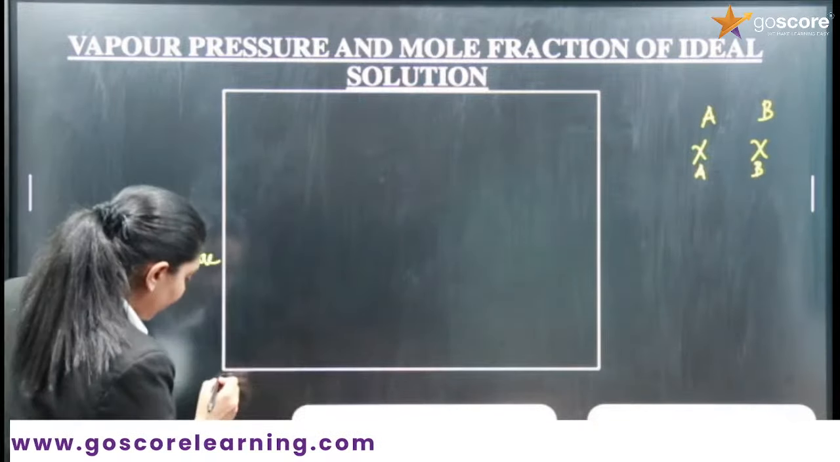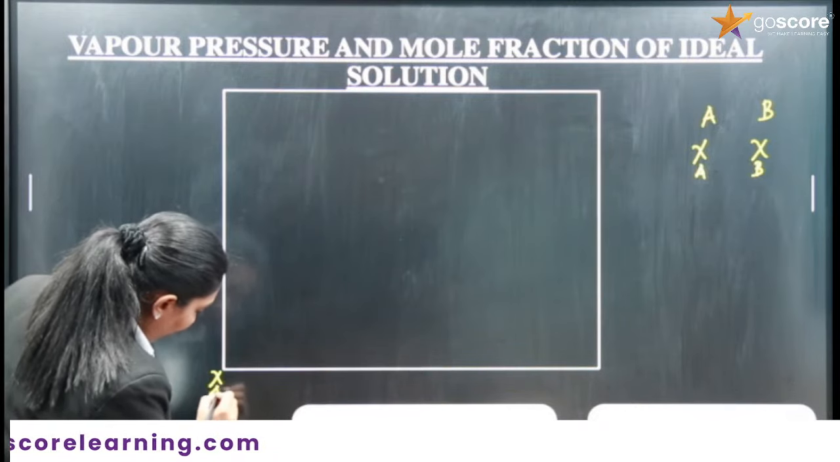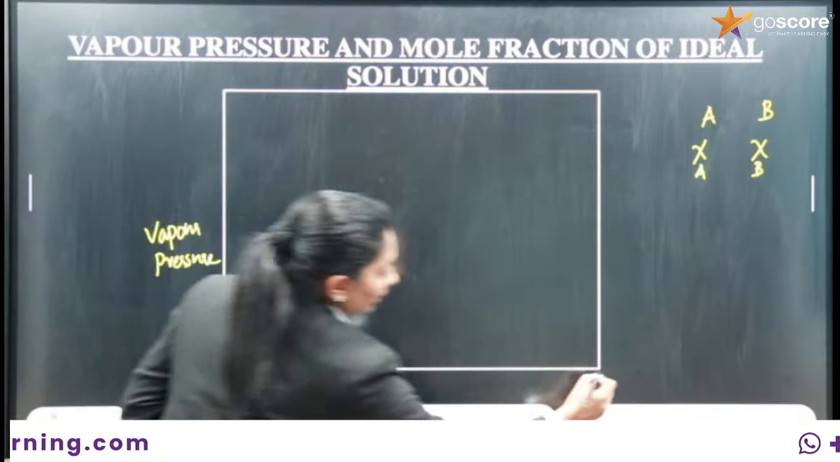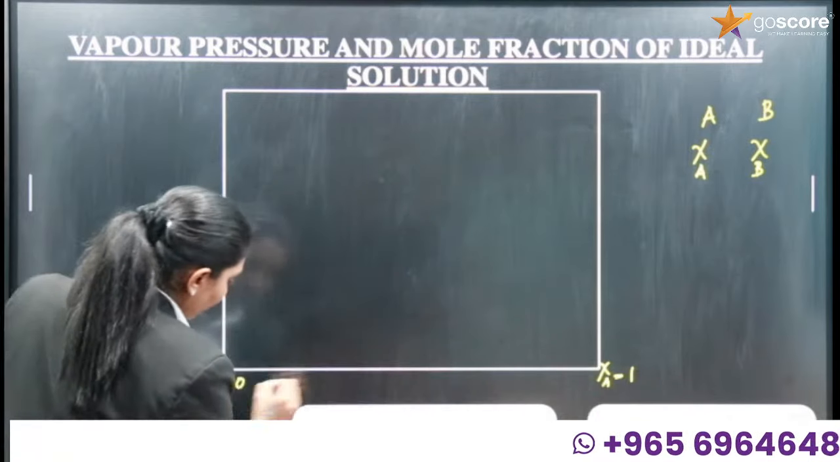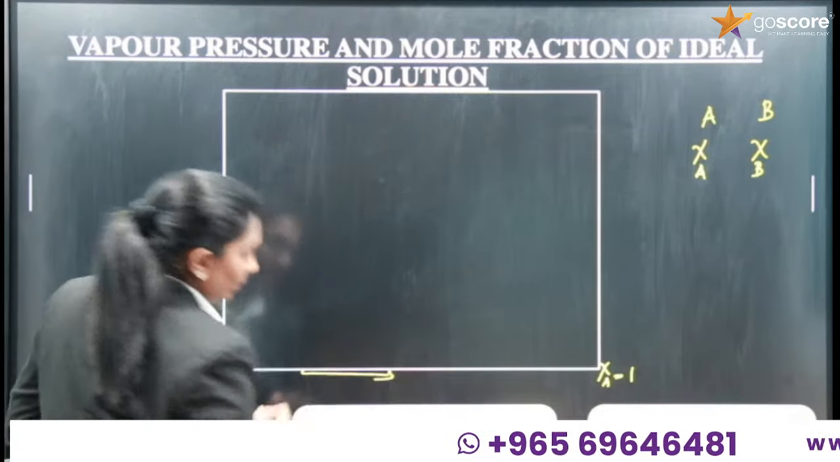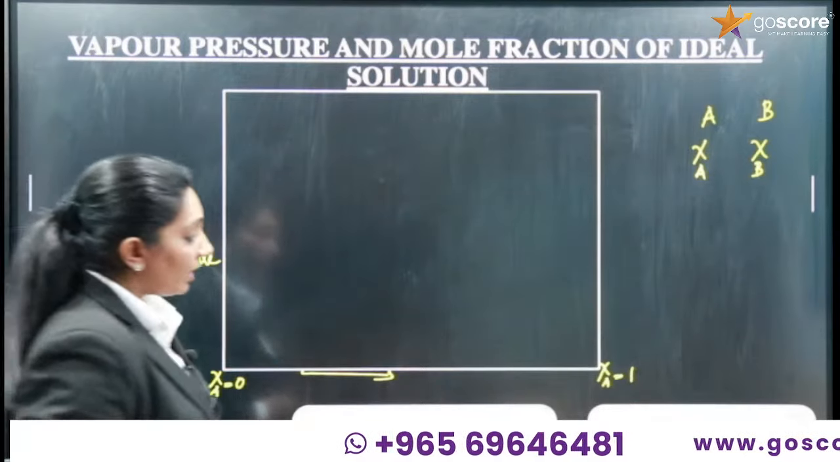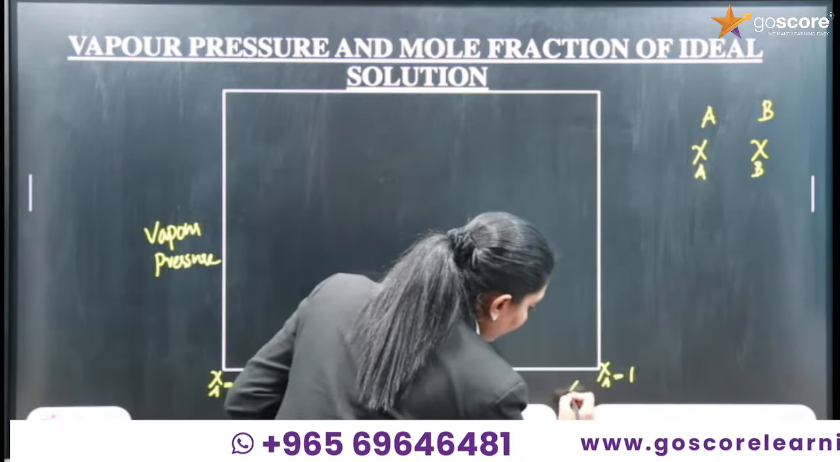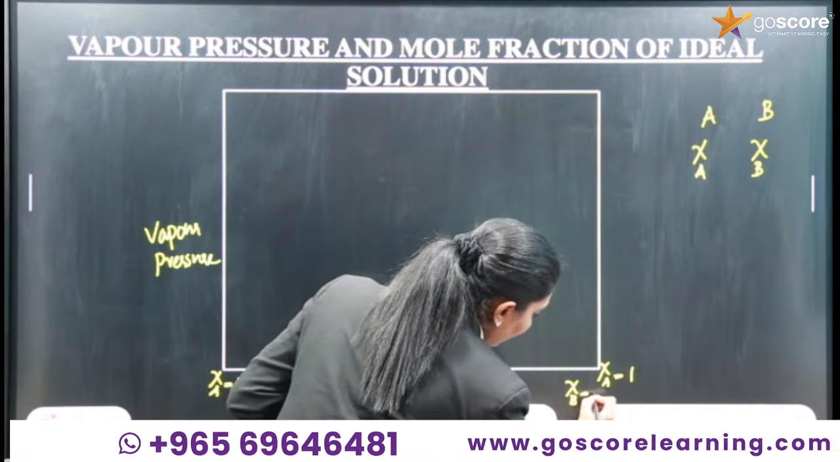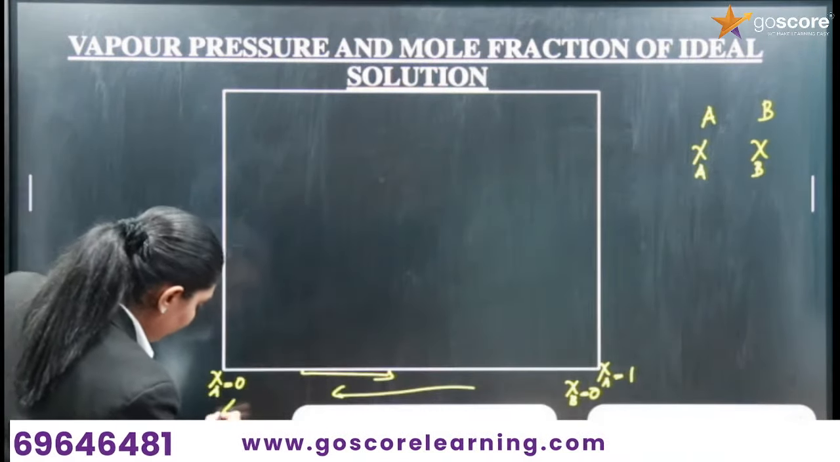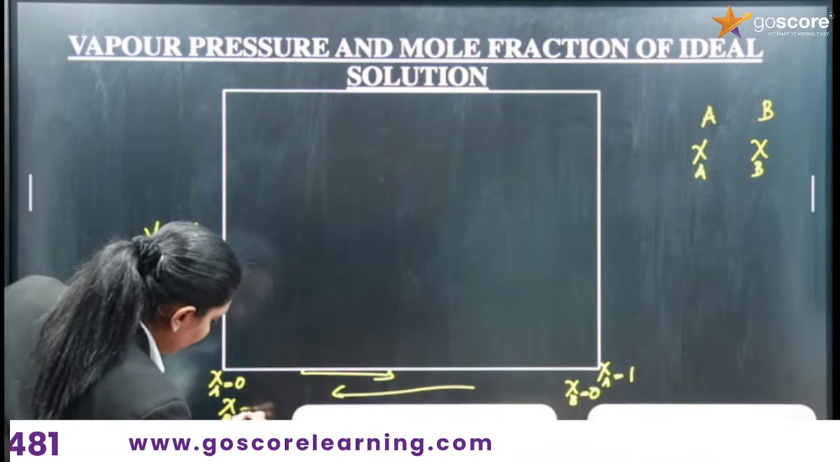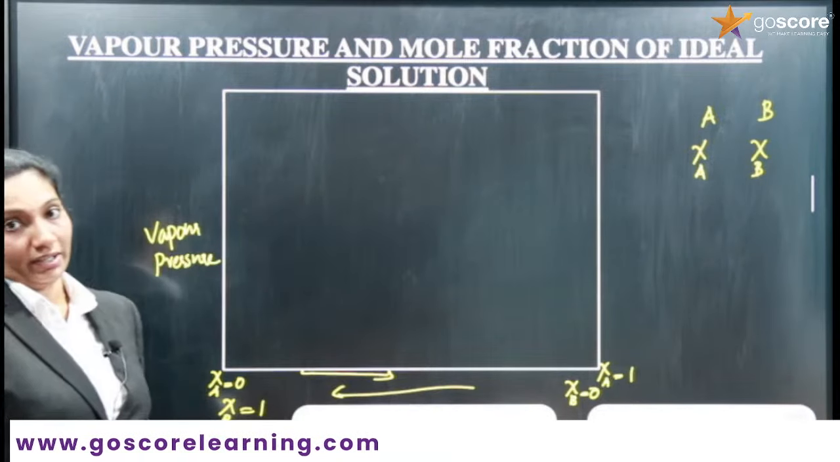Here I am taking the mole fraction of A as 0. Here it is the maximum value, that is equal to 1. So its mole fraction is increasing from left to right. For the second component, chi B is equal to 0 here and its value is increasing from right to left. It will be demonstrated like this. Chi B is equal to 1 here.